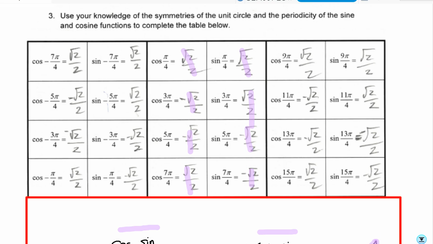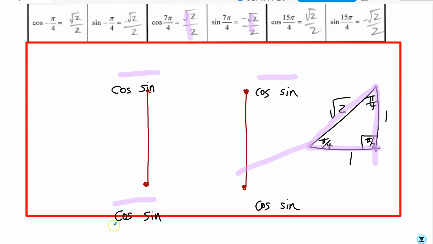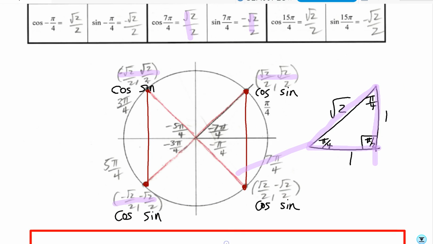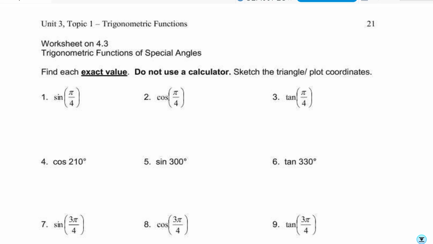So you should practice using this basically abbreviated unit circle and filling in your sine and cosine ratios to practice using the unit circle. I think that was our last slide for today.